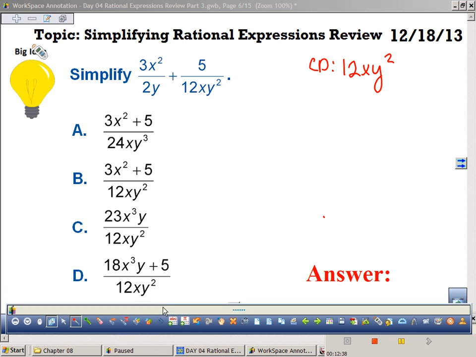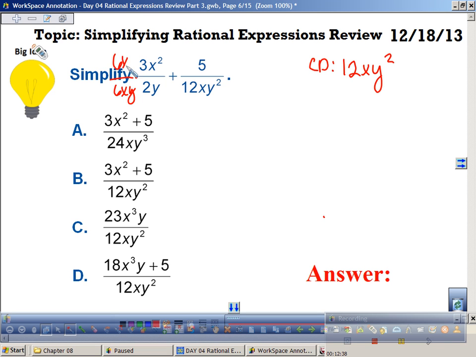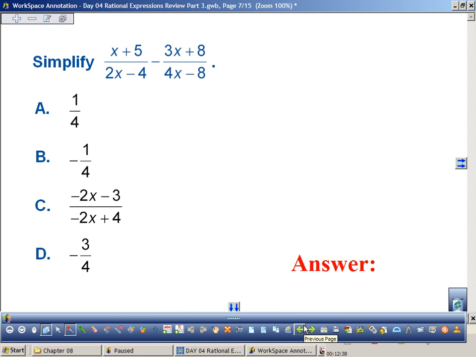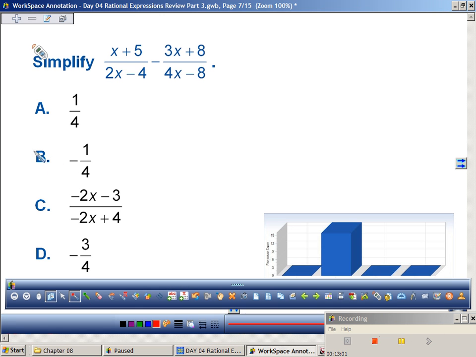Okay. So, most of you got D. The answer is D. We have to multiply this side of our equation by what to get our common denominator? 6xy. 6xy. If we were to do that, and then you combine the numerators, you get D. Try another one. Okay, so it looks like everybody got B.